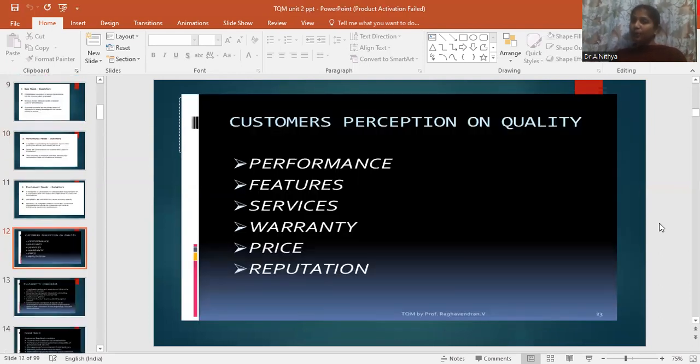Now it is a very important topic to know the customer perception of quality. The customer thinks they are getting a quality product or service when their performance and features are met, proper service is given, guarantee and warranty are provided, and the price strategy is satisfactory. And if the organization has a good name and fame, that is reputation, brand image or company image, all this is the perception of the customers on quality.